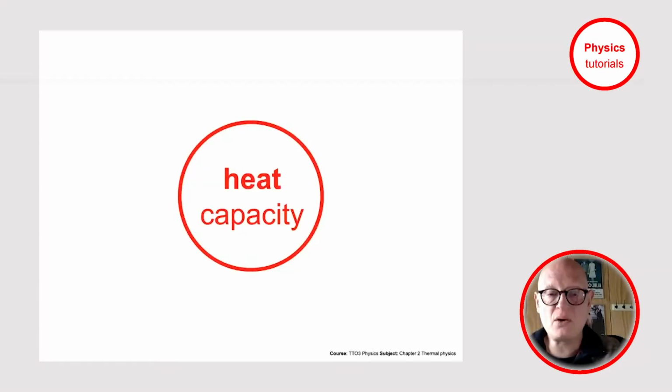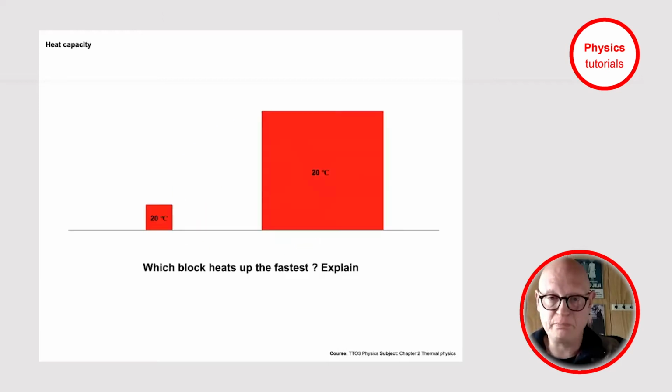In this video, I'm going to explain heat capacity. I will start with a question. Here you see two blocks. They both have a temperature of 20 degrees Celsius and are made out of the same material. Which block heats up fastest? Pause this video to write down your answer in your notebook.